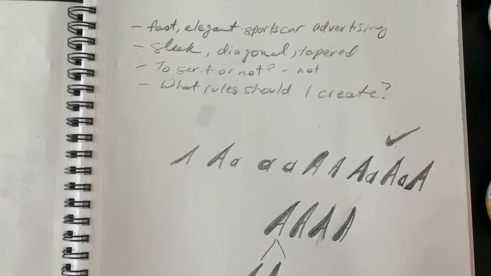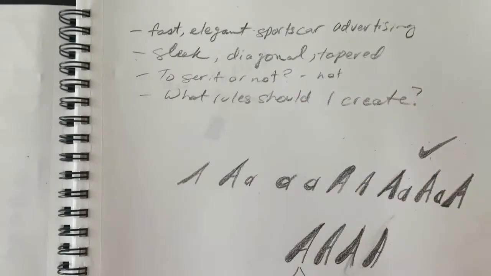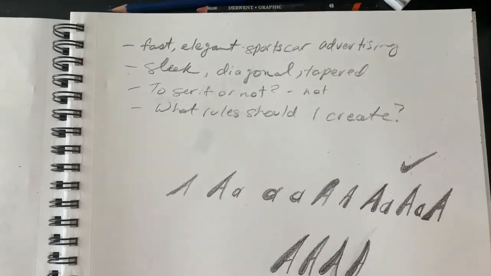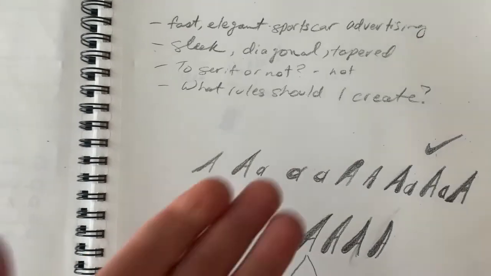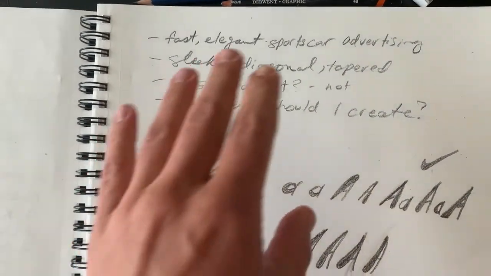It doesn't have to be something that really exists. So this brand doesn't really exist. There are brands sort of like this, but this is my concept, all right? And so I think the best types of shapes for that, which was the next question, would be ones that are sleek, ones that are diagonal, and ones that are tapered.